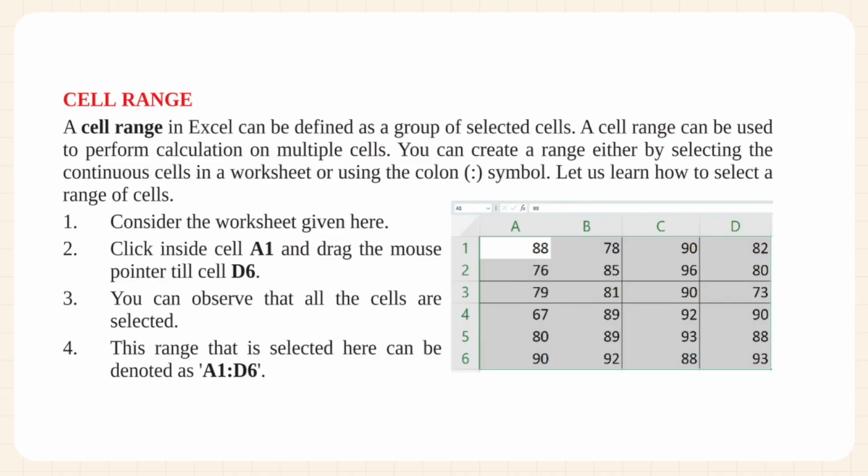1. Consider the worksheet given here. 2. Click inside cell A1 and drag the mouse pointer till cell D6. 3. You can observe that all the cells are selected. 4. This range that is selected here can be denoted as A1:D6.